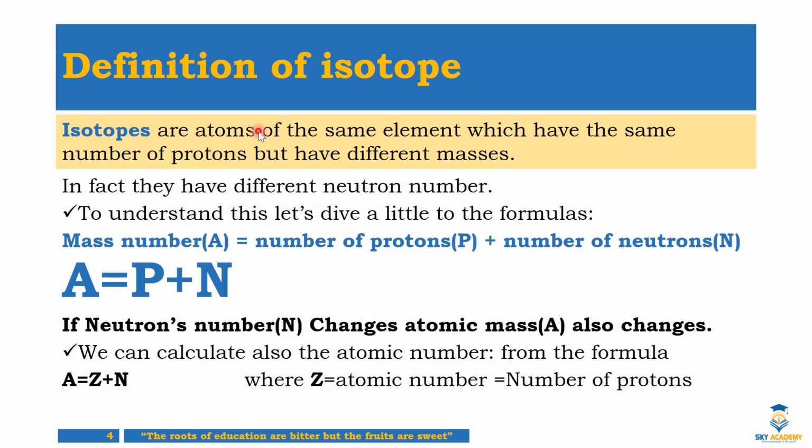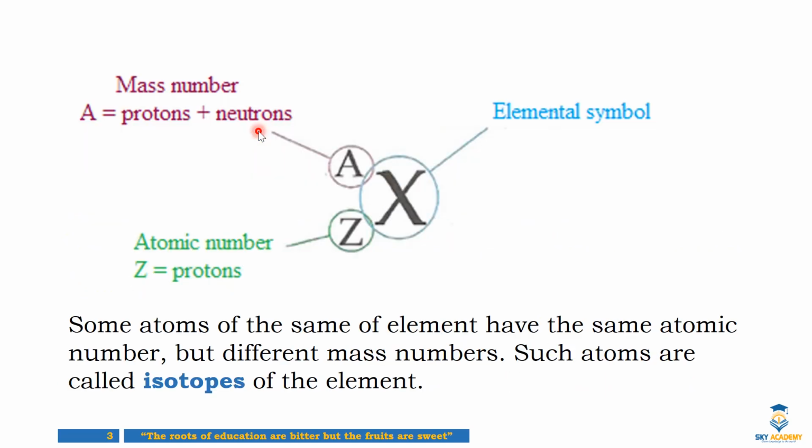For example, you can say oxygen. Oxygen itself has 3 isotopes. They have the same atomic number but different mass number. So those atoms of oxygen are said to be isotopes.